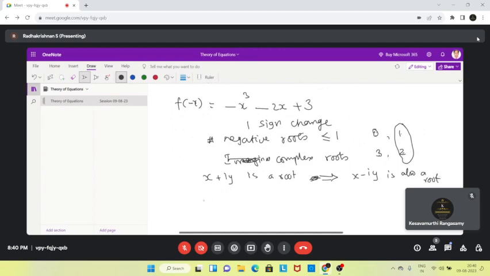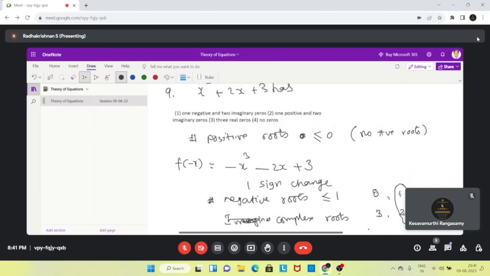Similarly, even the surds. If a number like a plus i root b is a root, a minus i root b is also a root. So these appear in pairs. So that is why 3 complex roots and 0 negative roots is also not possible. So this must have 1 negative root and 2 complex roots.